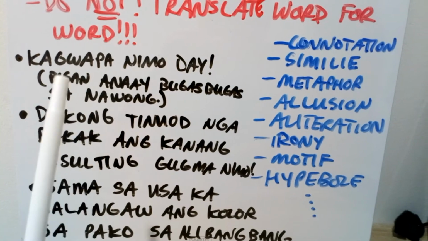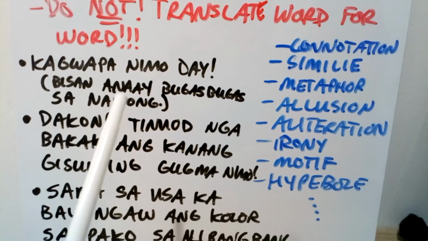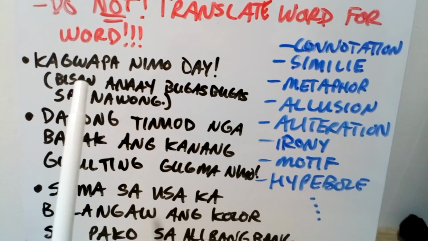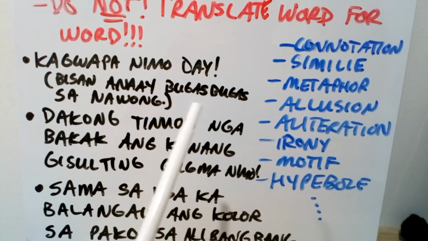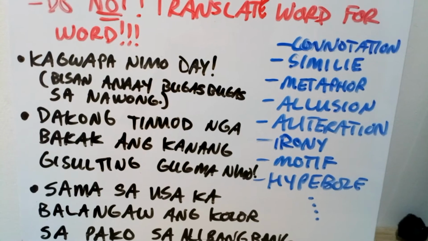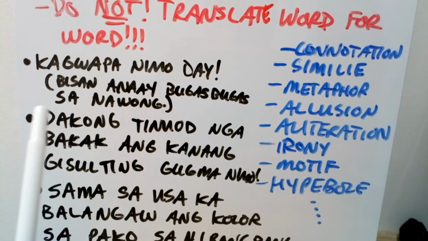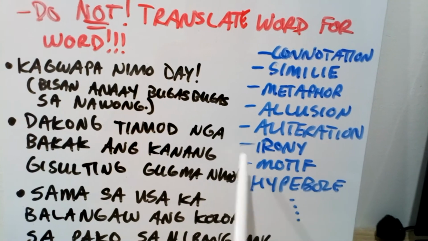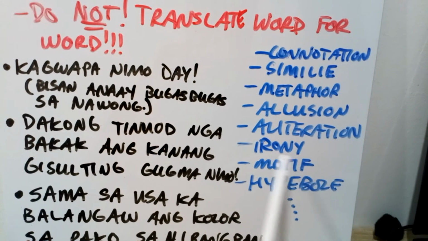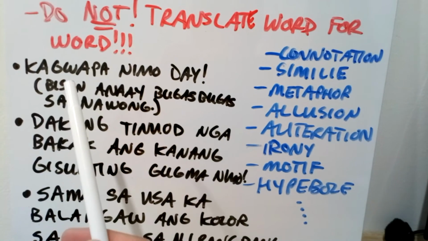So this first sentence is, "Ay, kagwapa ni mo, day." Kagwapa ni mo, day. Which you know what it means. Bisan ana ay mga bugas-bugas sa nawong kay dili tinuod, di ba? This is an example of irony. This sentence, kagwapa ni mo, day.